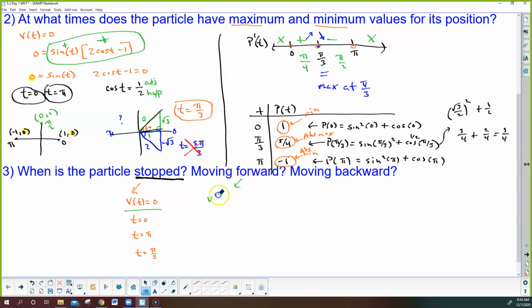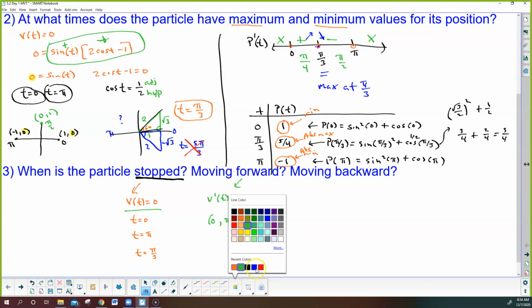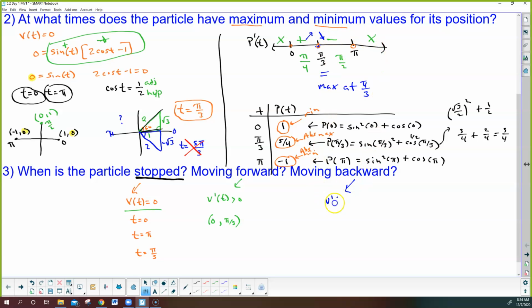Okay, when are you moving forward? Well, you're moving forward when the derivative is greater than 0. So that's why we had to do the sign chart, is we are moving forward between the spot of 0 to pi over 3 because I have positive slopes. And then when are you moving backwards? Whenever you have the negative slope. So you don't have to write a lot of words for the justification. You just have to tell me how you know that. And it's all based off of the derivative.